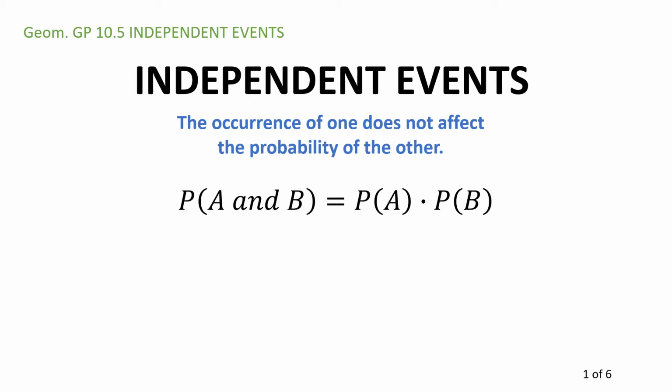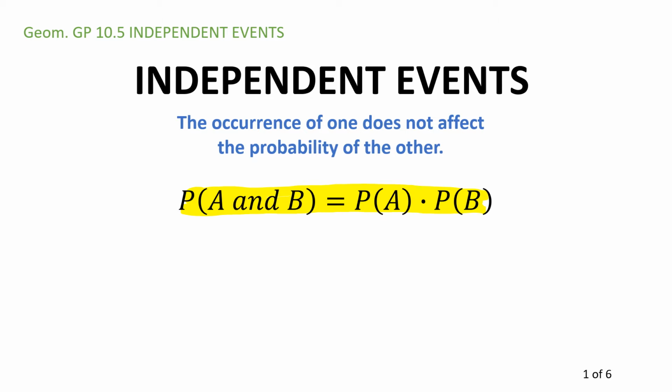Hello, geometry students. In this lesson, it's going to be pretty quick. It's probability of independent events. And I'm going to focus mostly on this formula that says if you have two events, A and B, if they are independent, then to find the probability of both of them happening together, you just multiply them together.